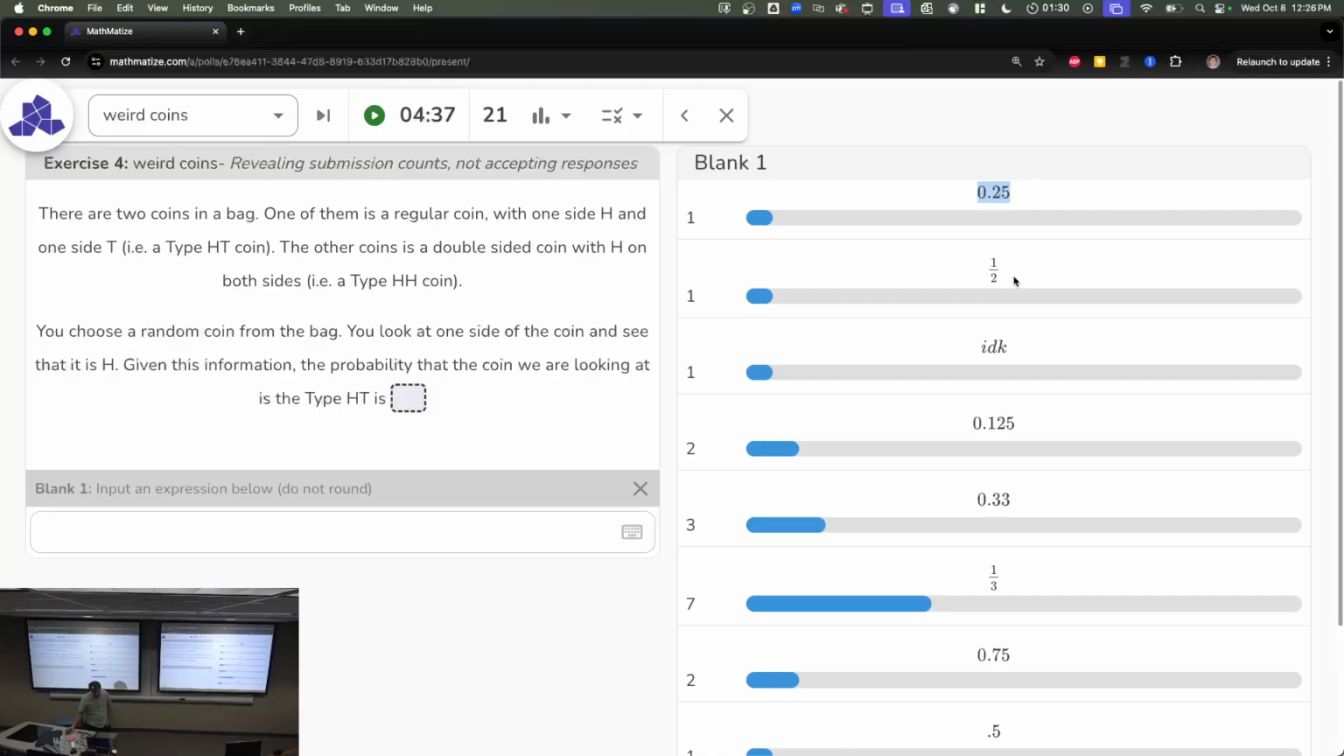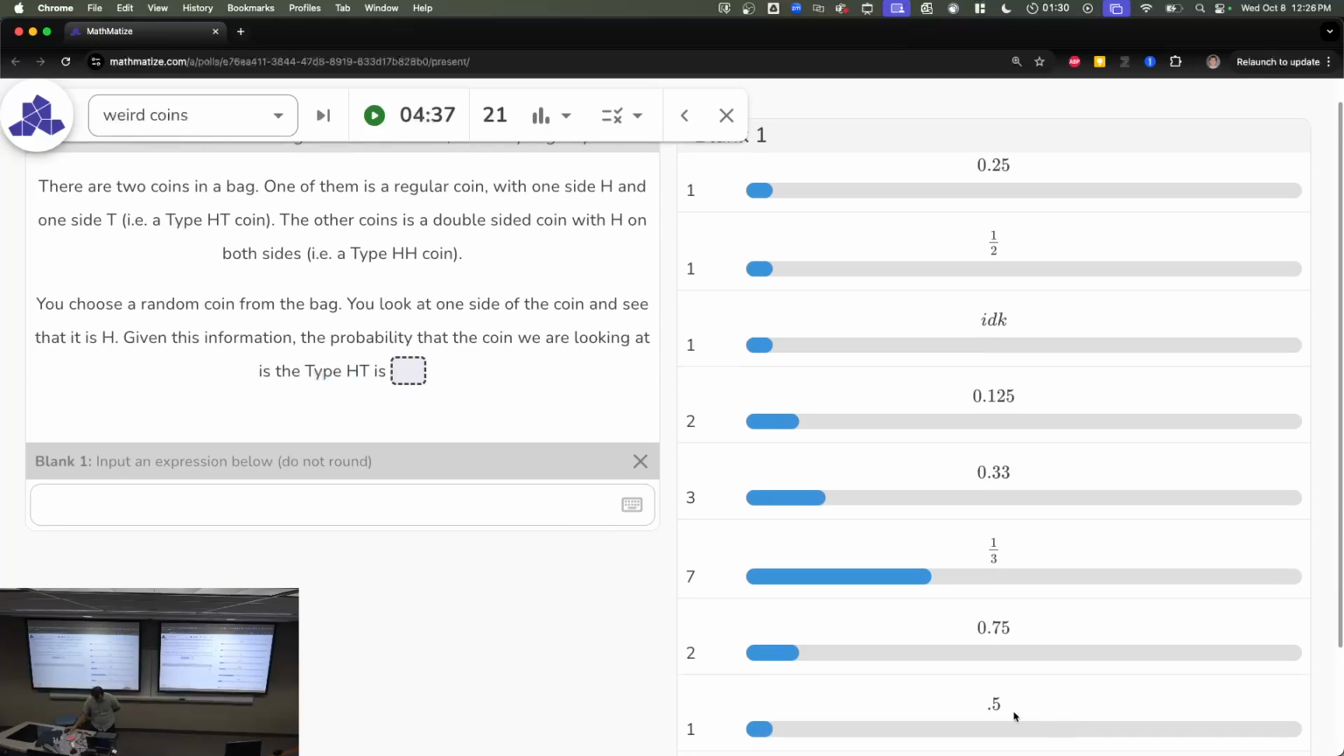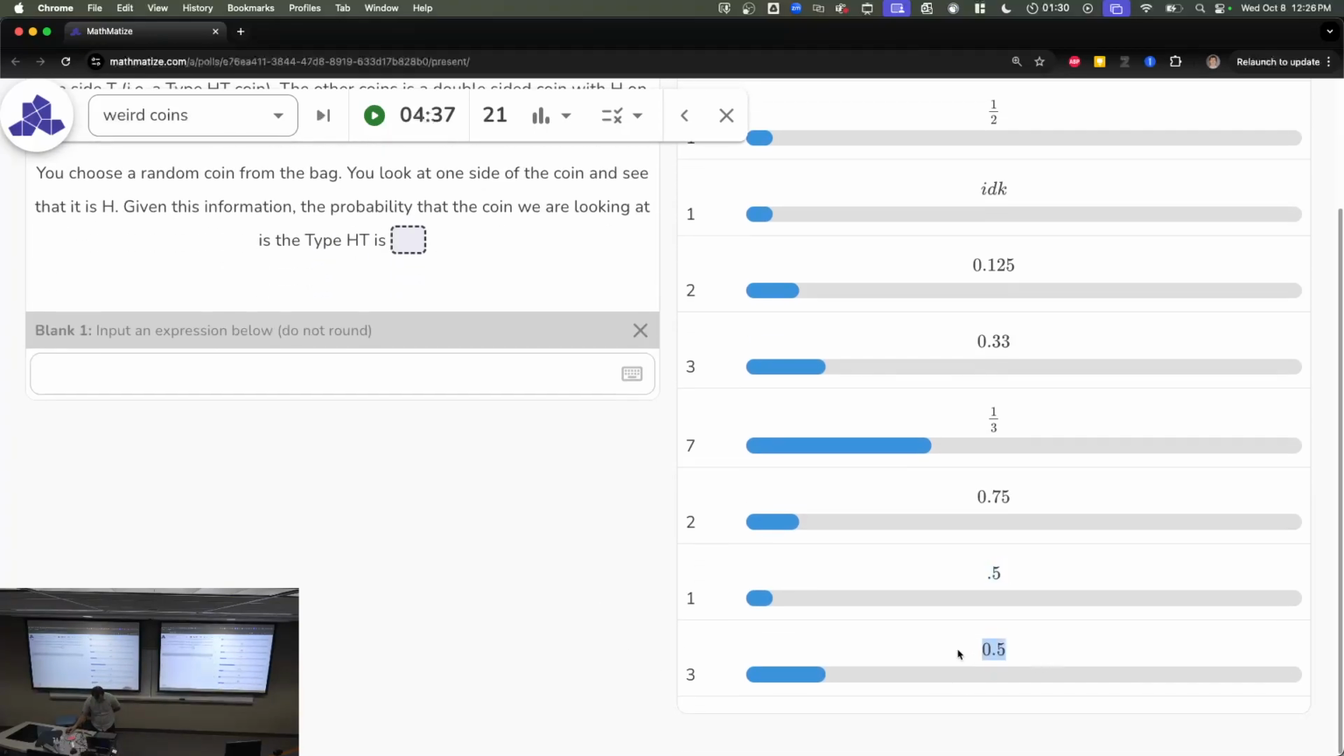A quarter, a half, 0.125. A half is a very good guess because there are 2 coins in the bag, and one of them is the heads tails coin. So 2 coins in a bag. What's the chance it's a heads tails coin? Seems pretty reasonable. It should be a half. Someone also wrote 0.5 down here. Hey, there we go.